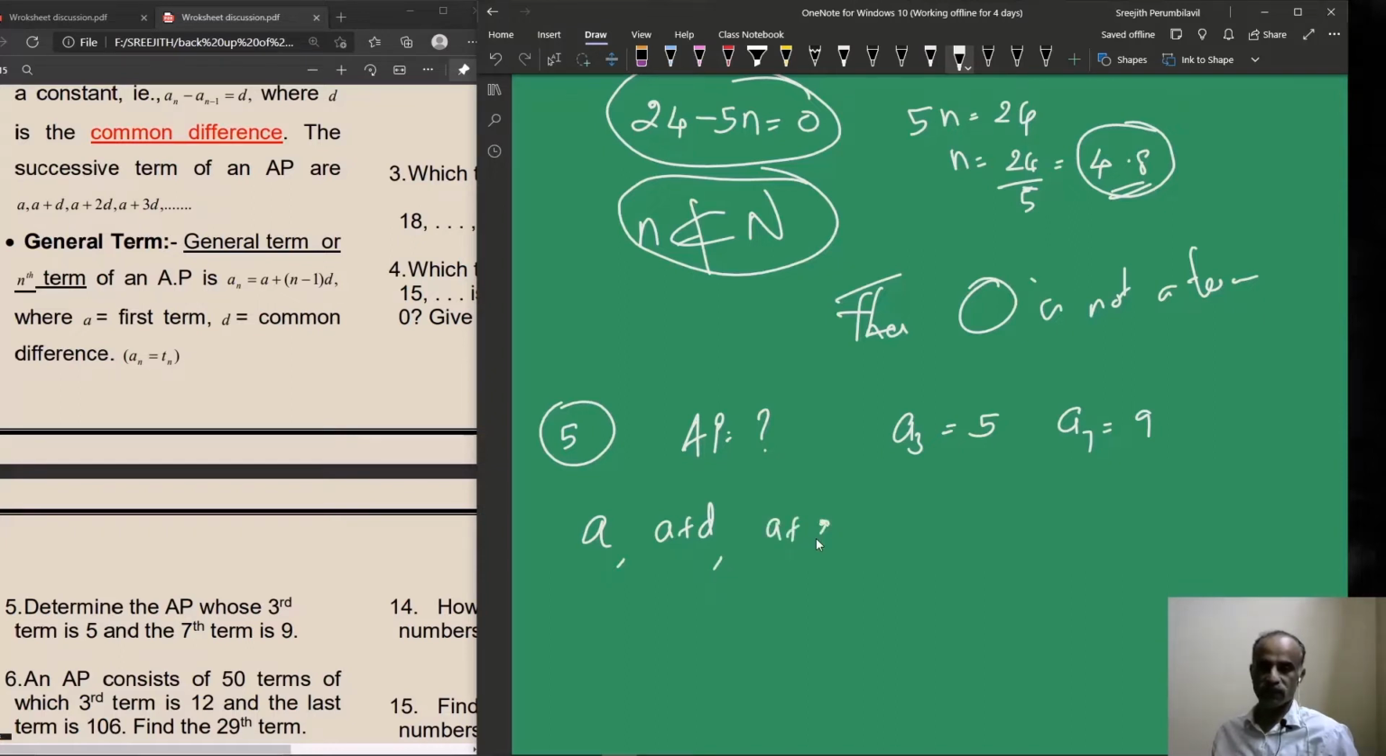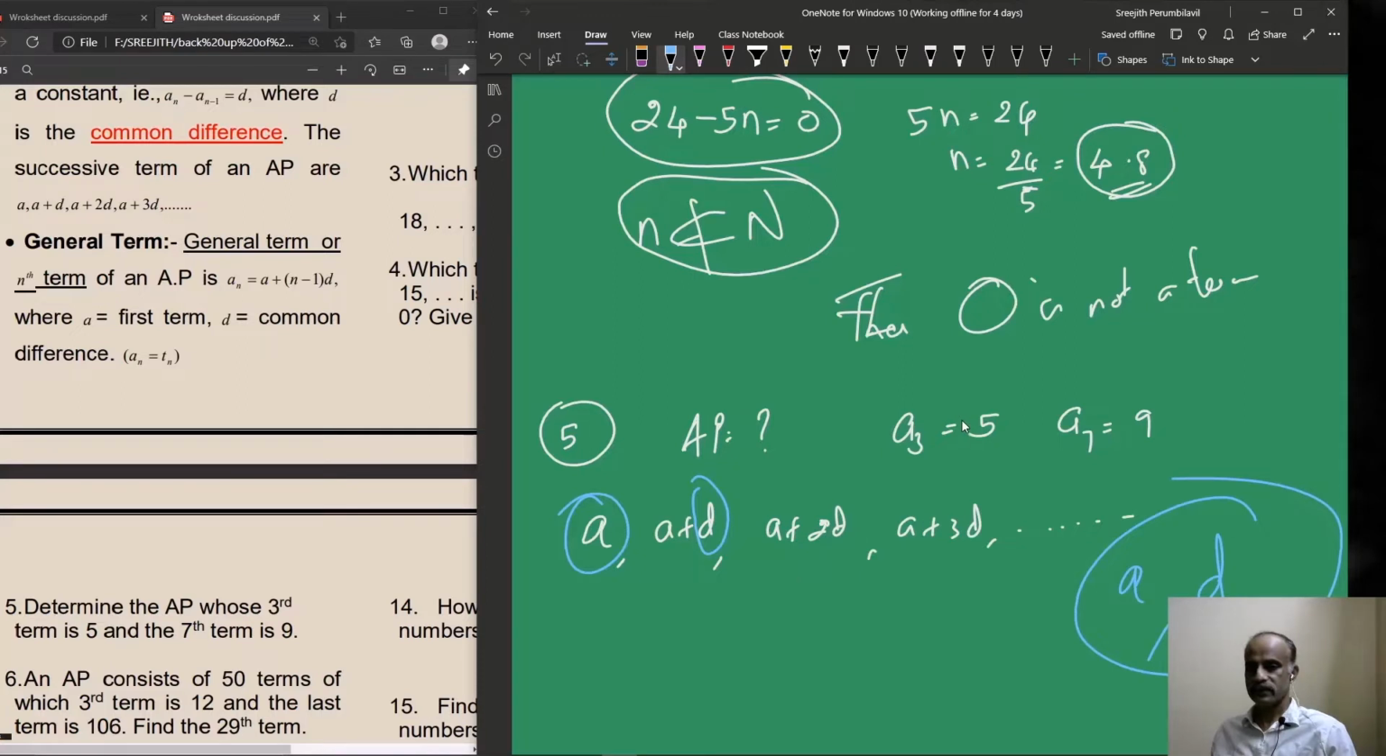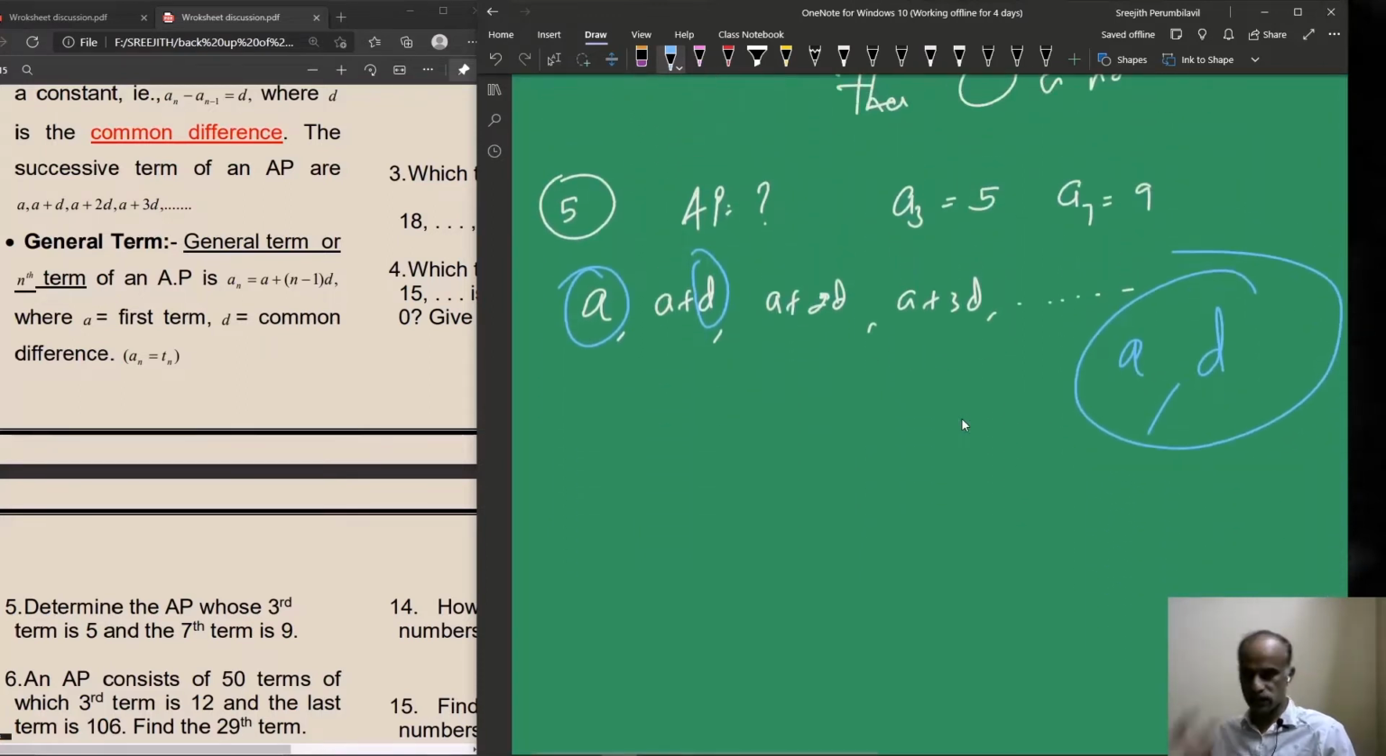The general form of an AP is a, a plus d, a plus 2d, a plus 3d, etc. So if we can find the value of a and the value of d, that is, if we know a and d, then we can find out the AP. So in such questions, when we are asked to frame an AP, you need to find two things: a and d.